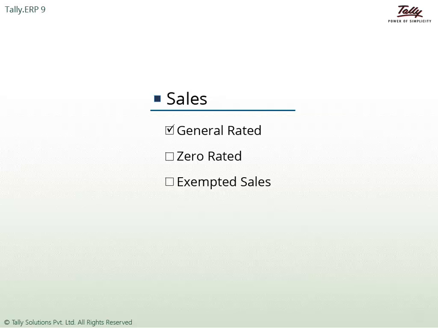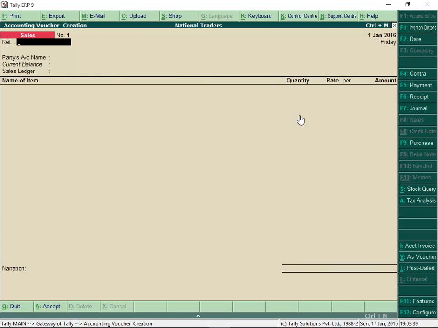Most goods in Kenya are charged at 16% VAT rate. The details of transactions recorded with 16% VAT rate are captured as general rated sales. Let us record a taxable sales transaction.